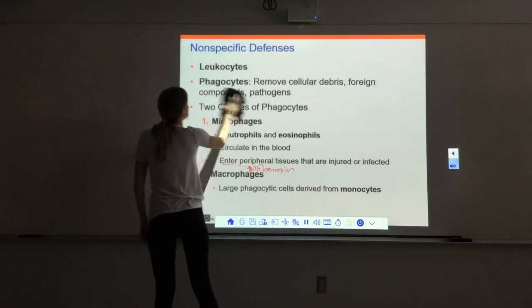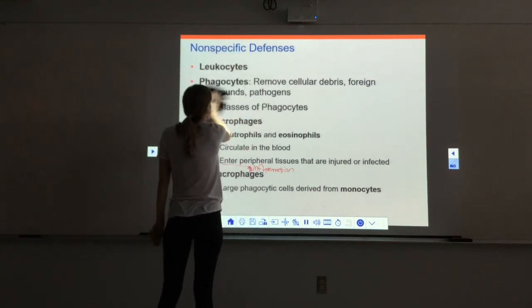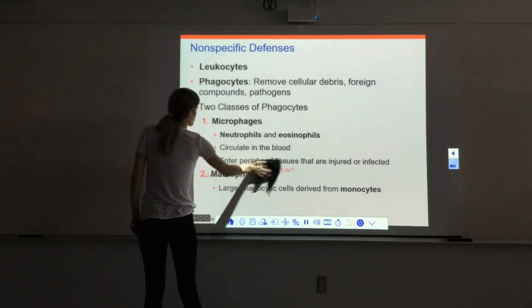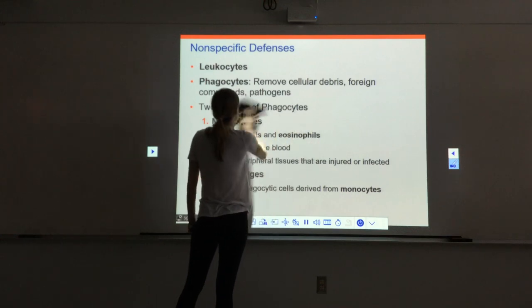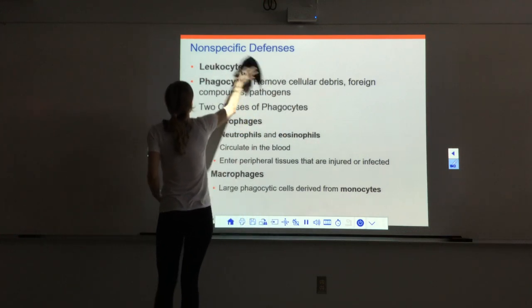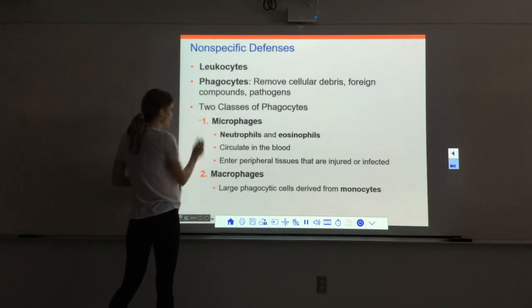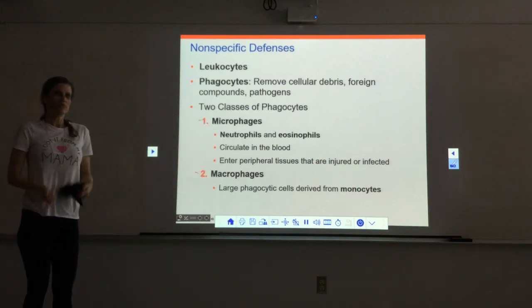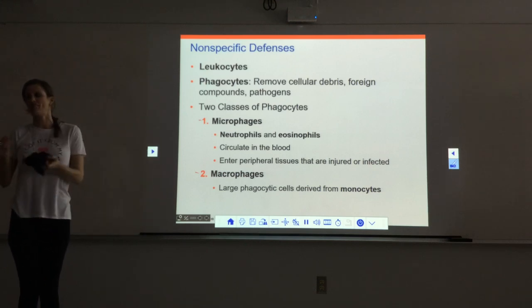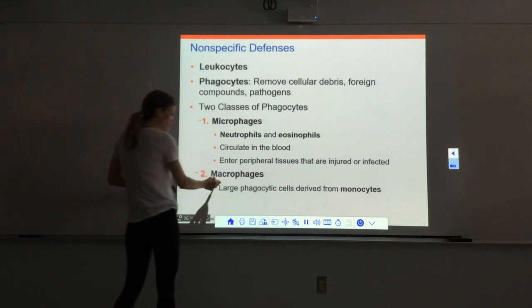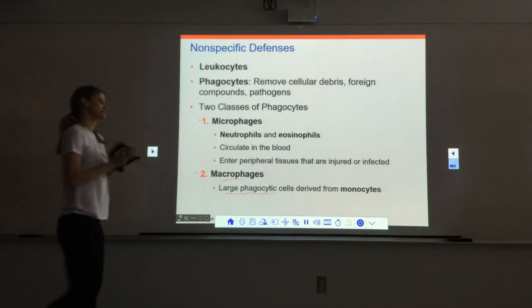That engulf any pathogen or old, worn out cell, anything foreign, right? They're cell eaters, so things that engulf anything that shouldn't be there. When we talk about our white blood cells that act as phagocytes, we can classify them as microphages and macrophages. Macrophages we talked about, right? We keep talking about monocytes entering the periphery, and then we call them macrophages. So macrophages are these big phagocytic cells that come from monocytes, right?